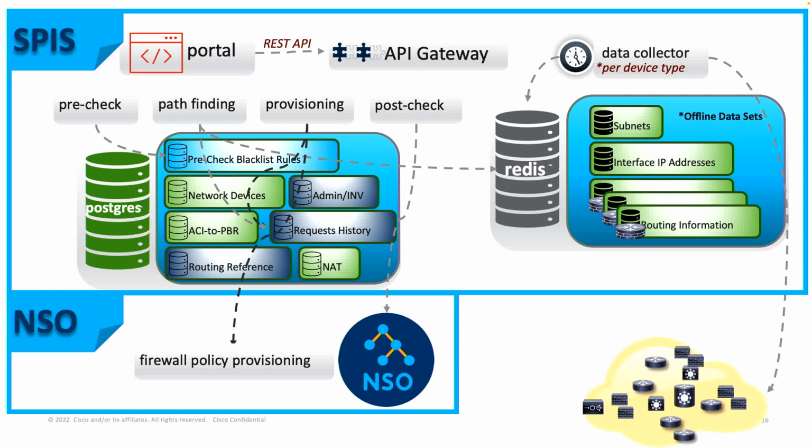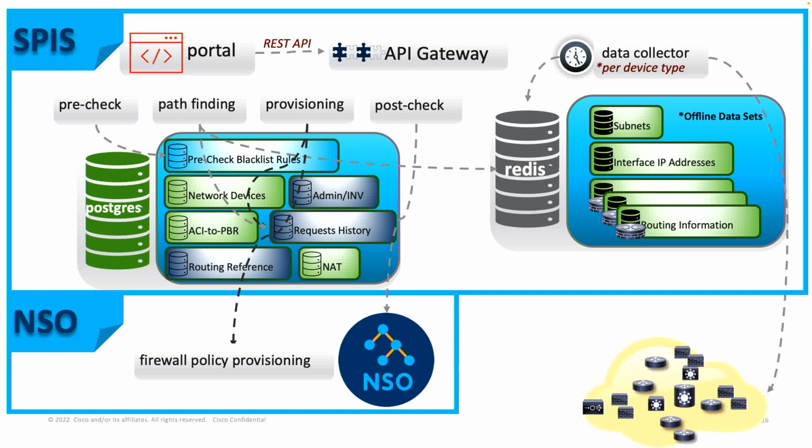So the architecture will look like this. On the top side, we have a set of databases where we store these elements. What is really important for me to talk about today is the right-hand side, where we have the offline data sets. This is what makes the solution work at software speed. Whenever I need to find a path, I don't need to log into the device hop by hop. I don't need to do CLI commands. I don't need to do iterative show commands and so on. But I will be using my offline data sets to compute my path.